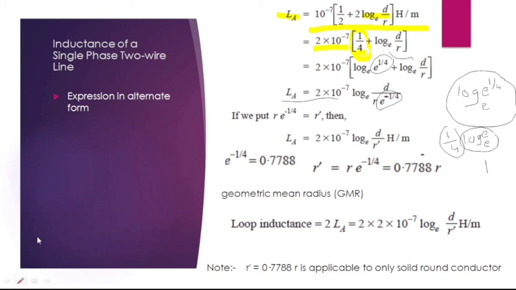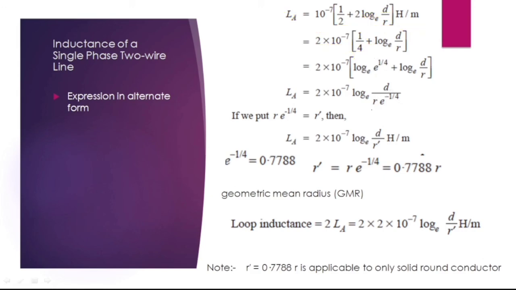I am writing this denominator term, observe clearly, this denominator term r into e to the power of minus 1 by 4, this term with r dash. See here, with r dash. Simply I am placing here r into e to the power of minus 1 by 4 as r dash. Okay. Then this expression is getting as LA is equal to 2 into 10 to the power of minus 7 log d by r dash base c Henry per meter.